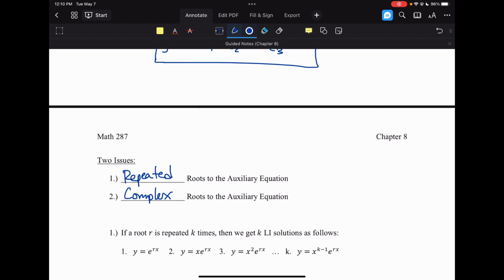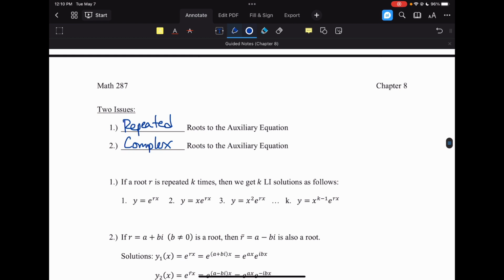So how do we handle these cases? Well, case one is pretty straightforward. If a root r is repeated k times, we get k linearly independent solutions as follows. The original solution is y equals e to the rx. The second solution is y equals x e to the rx, and then x squared e to the rx, x cubed e to the rx, and so on, all the way to x to the k minus 1 times e to the rx. So for a repeated root, we take the same form of the solution but multiply by another factor of x. That makes the solutions linearly independent from each other, makes them distinct.